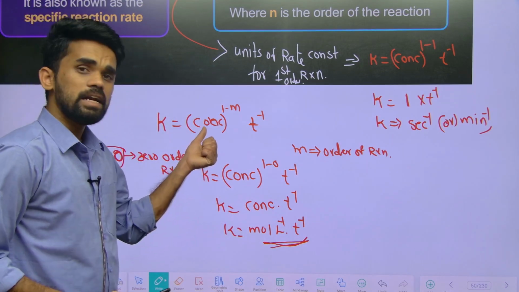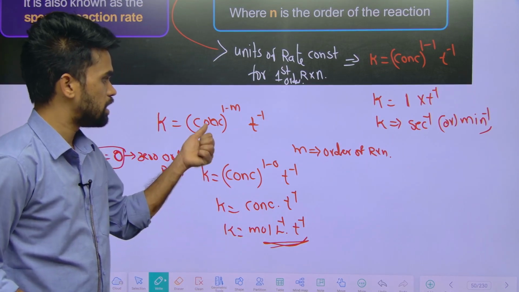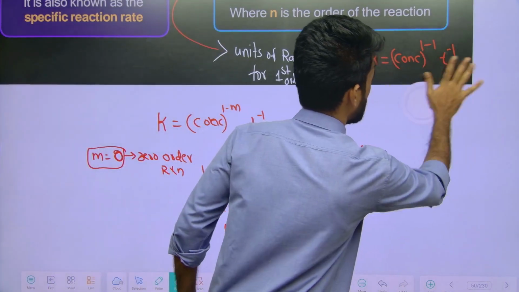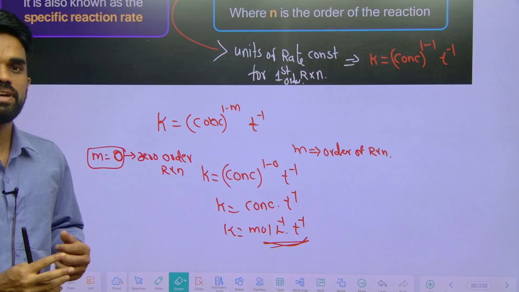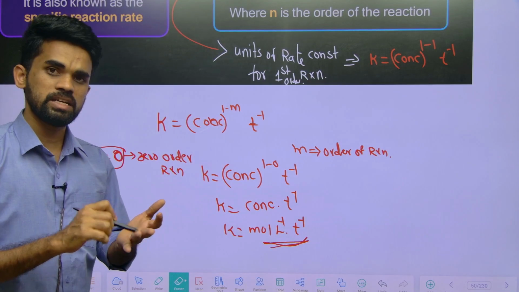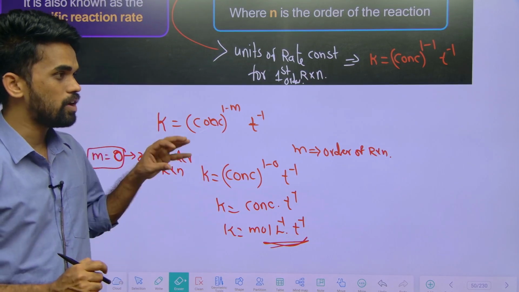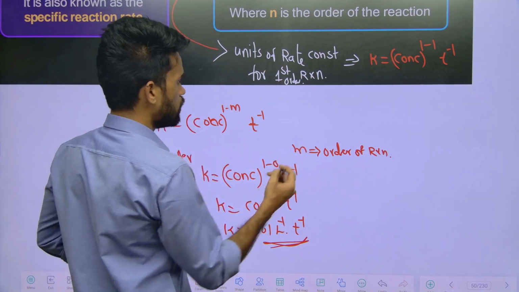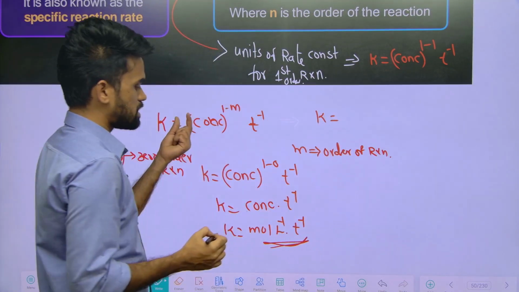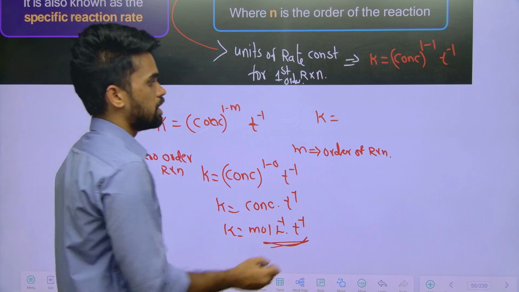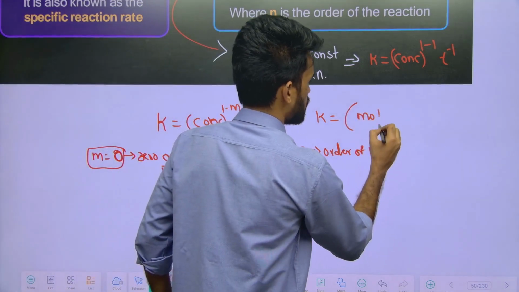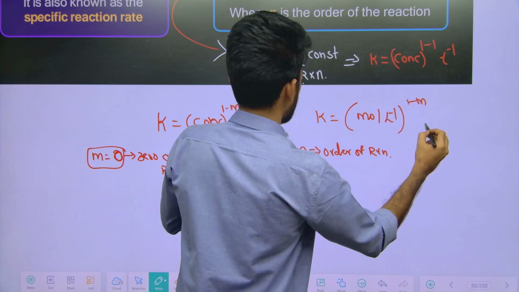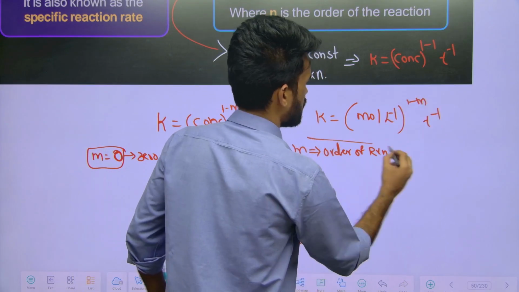Let us directly write this mole per liter in this bracket itself, so that we can get a generalized formula. See guys, there are many questions asked on the units of rate constants in NEET, JEE or EAMCET exams. Okay, I hope you have followed this session up to here, right? Now K is equals to, in the place of concentration, what can I write? Mole per liter. Mole per liter to the power 1 minus m into time inverse. Okay, like this you can write.